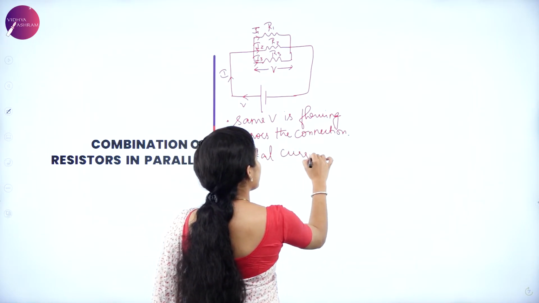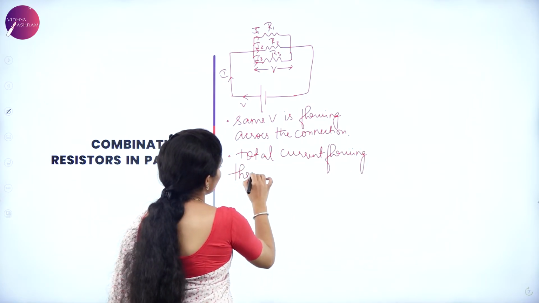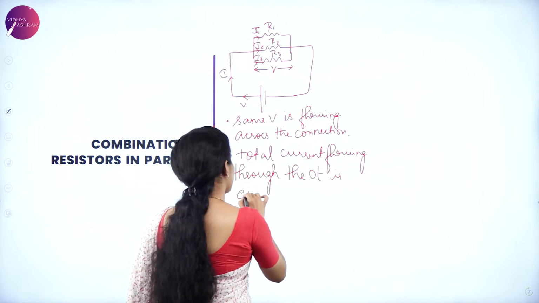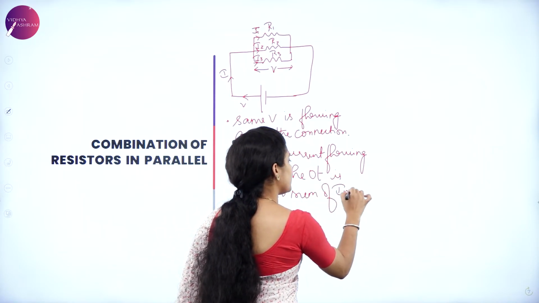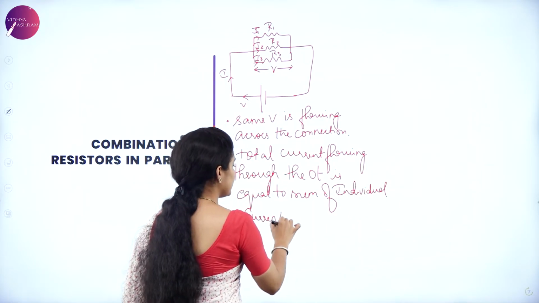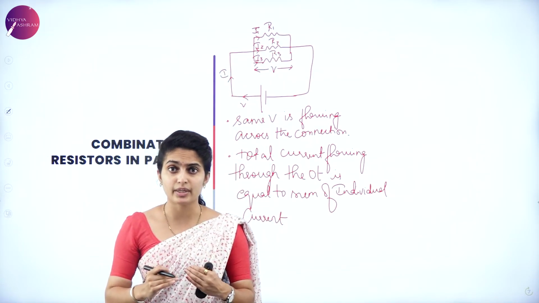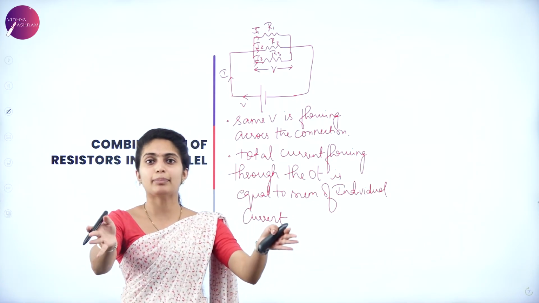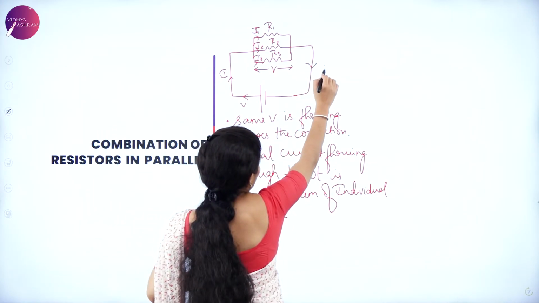Total current flowing through the circuit is equal to the sum of individual currents. That is, I is equal to I1 plus I2 plus I3. It's the same body, but it is getting split out. It's from the same place, but it moves in different directions, and it will come back to the original state, that is I again flows over here.